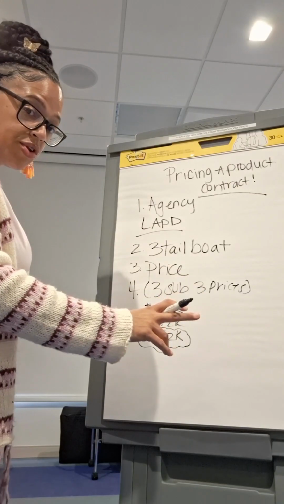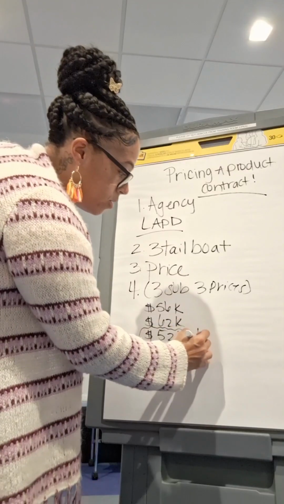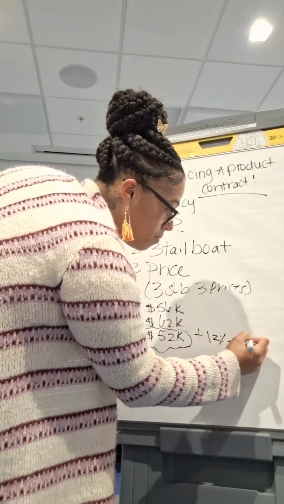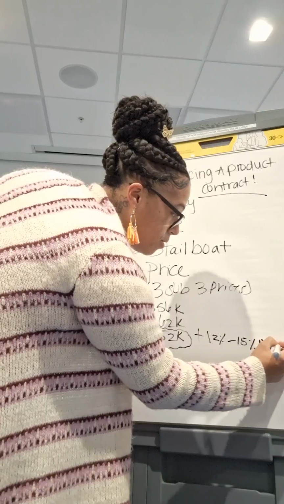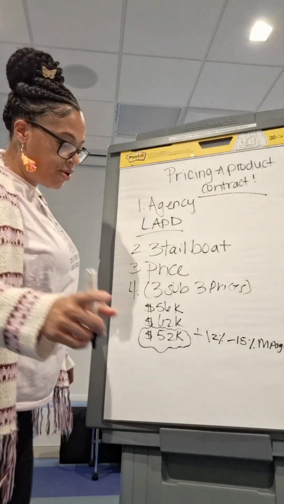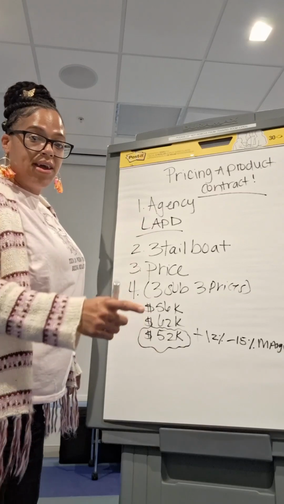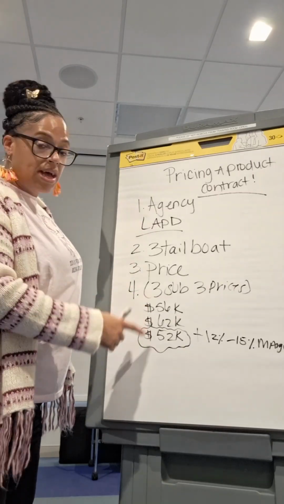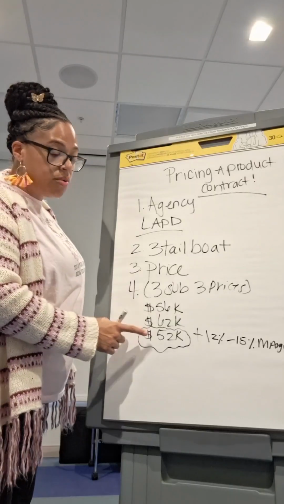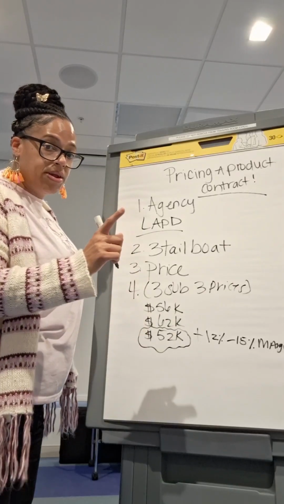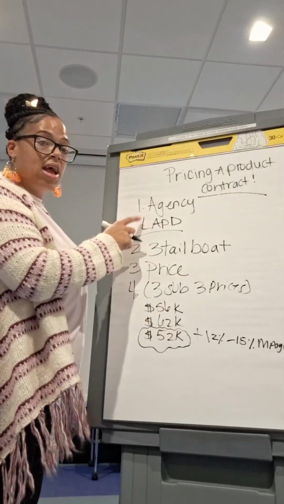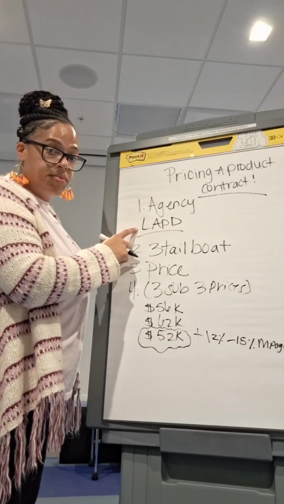And what you're going to do is add a 12 to 15% margin onto this number. Now what you want to do is make sure that this covers everything. Taxes, delivery, licensing, documents, the conversation you have with your subcontractor, make sure 100% that this $52,000 covers everything that the LAPD is looking for.